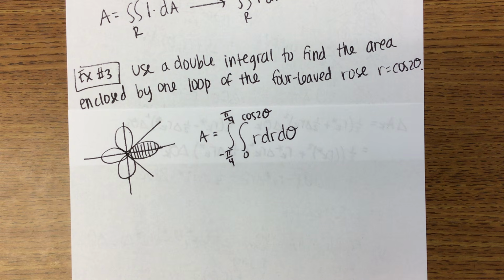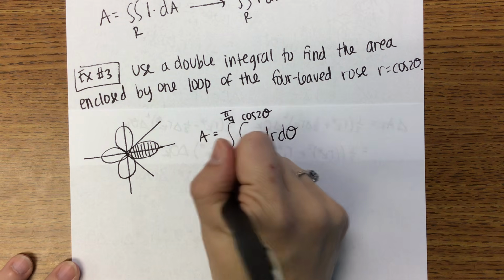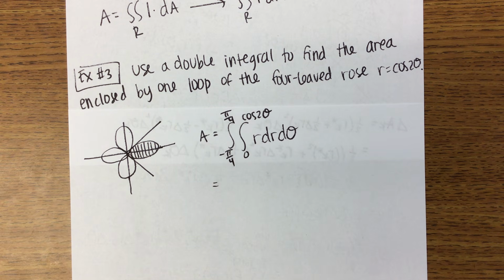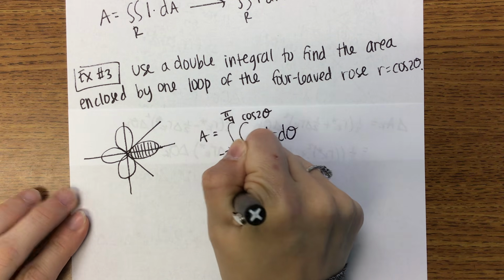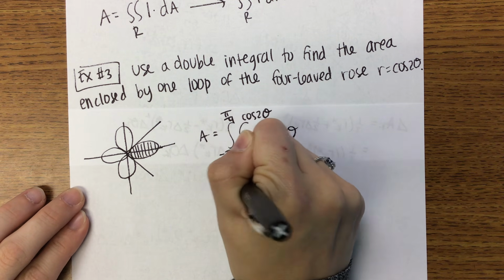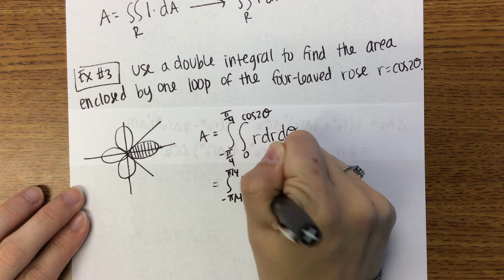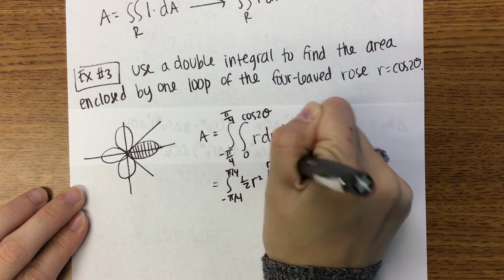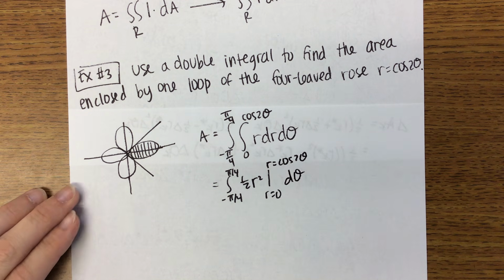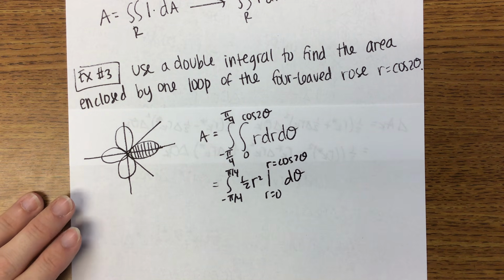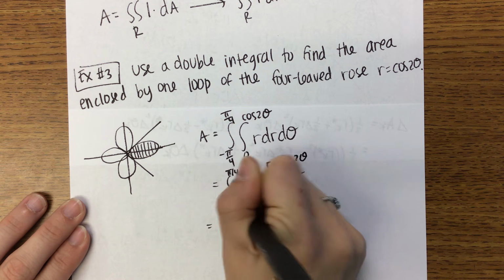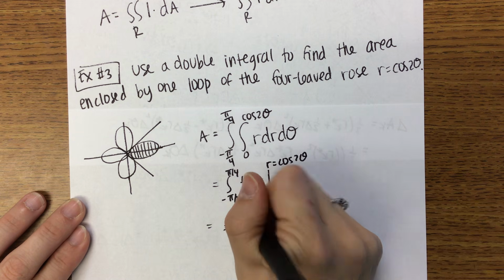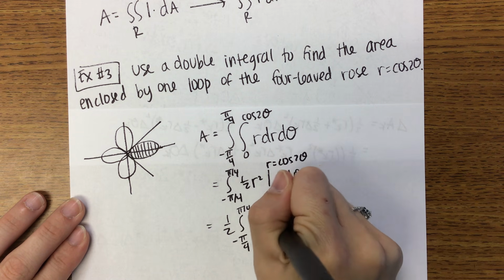Okay, this one you can't split up into 2 integrals. You're going to have to integrate with respect to r and then integrate with respect to theta. I'm going to do half of the problem just to show you something. So if we integrate with respect to r, we have 1/2 r squared from r equals 0 to r equals cosine of 2 theta. If I pull out the 1/2, I end up with the integral of cosine squared of 2 theta.